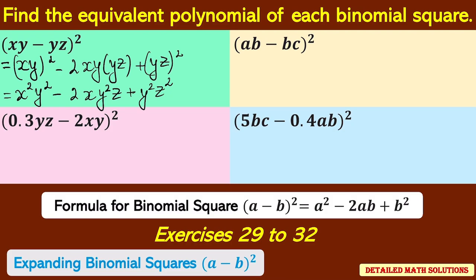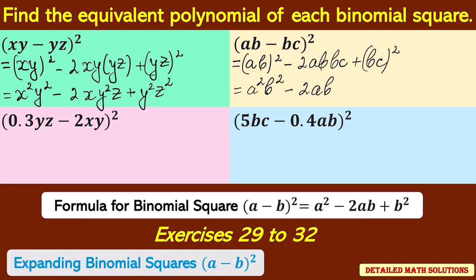Next exercise, (ab minus bc) squared. In this exercise, ab corresponds to the a in the formula, and bc corresponds to the b in the formula. Therefore, when I apply the formula, this equals (ab) squared minus 2 times ab multiplied by bc plus (bc) squared. And this equals a squared b squared minus 2 times a b squared c plus b squared c squared.